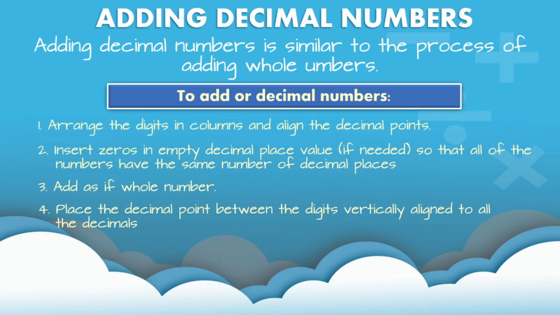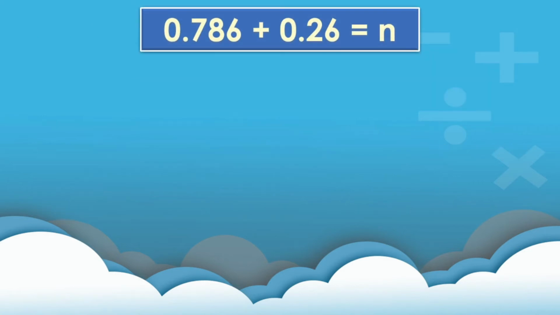Kaya importante na lahat ng mga digits in your answer are properly aligned based on their place value. So, these are the process on how we are going to add decimal numbers. So, para mas maunawaan natin itong mga steps na to, let's put it into an example. I have here some given numbers or given addends. We have 786 thousandths plus 26 hundredths.